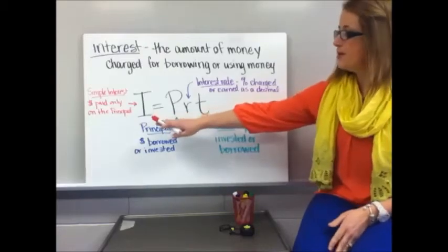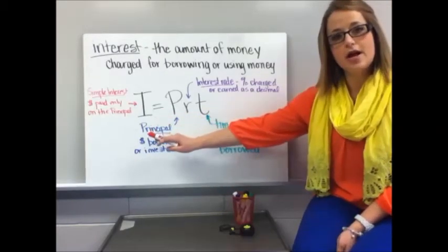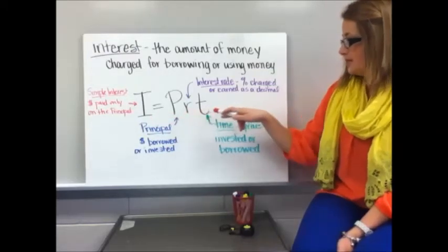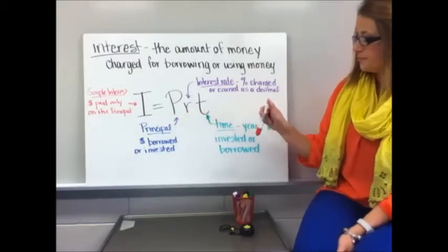It comes from this formula, and you need to have this formula ingrained in your memory. Interest equals principal times the rate times the time.